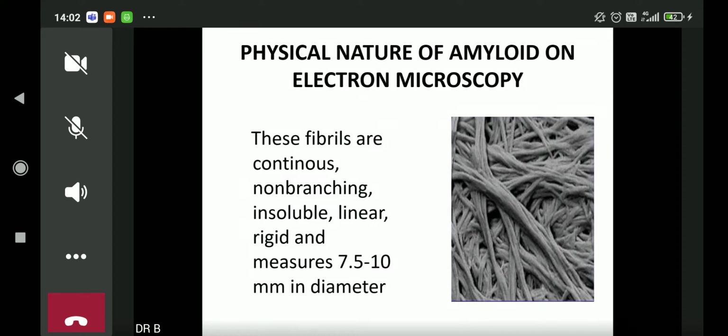Let's see. Now, physical nature, these fibrils, they are continuous. As you can see on this diagram here on the right side, these are continuous, non-branching, linear, insoluble, rigid fibers, which measure from 7.5 to 10 millimeter in diameter.